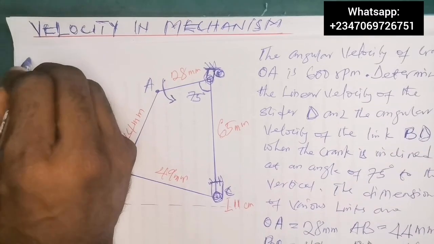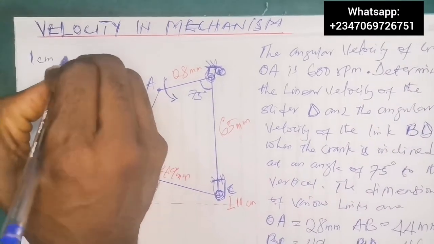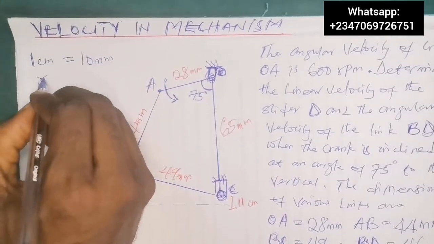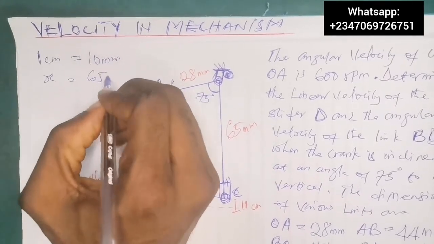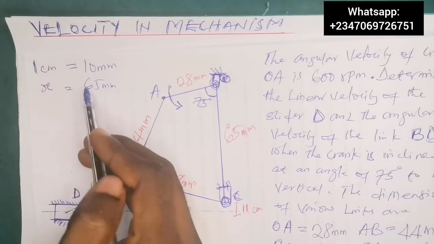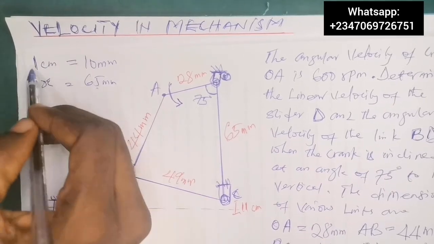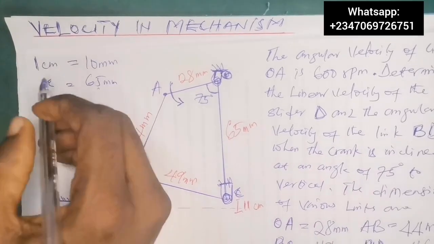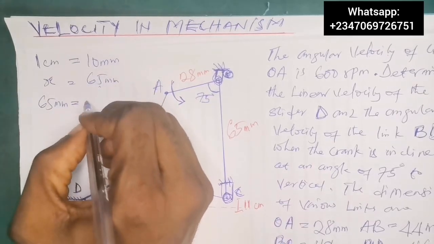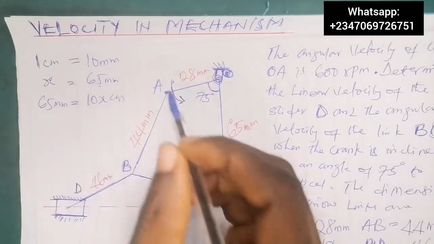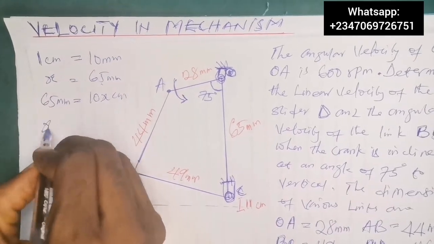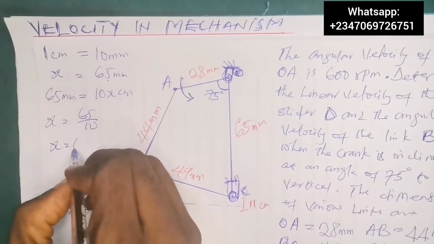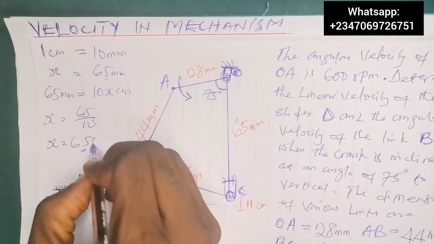So you can simply say 1 centimeter is equivalent to 10 millimeter. So how many centimeter is going to be 65 millimeter? If you cross multiply, 65 times 1 centimeter is 65 millimeter, and that equals x times 10 millimeter, which gives 10x in centimeter. To make x the subject, x becomes 65 divided by 10, which is 6.5. So that is 6.5 centimeter.